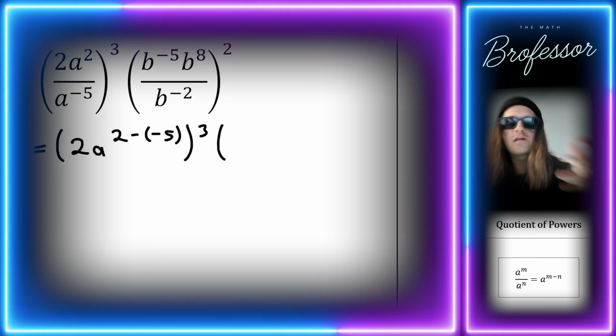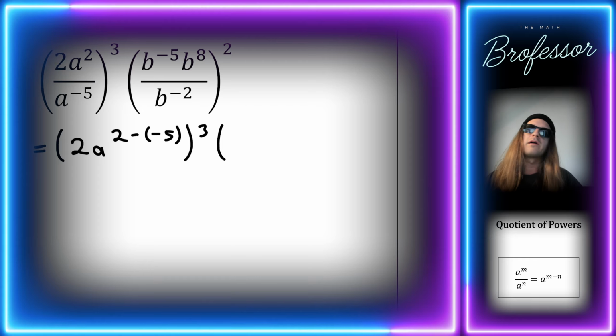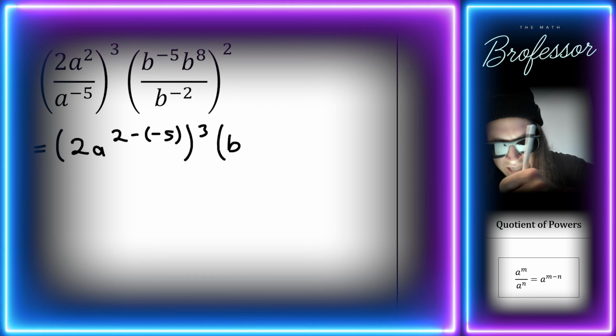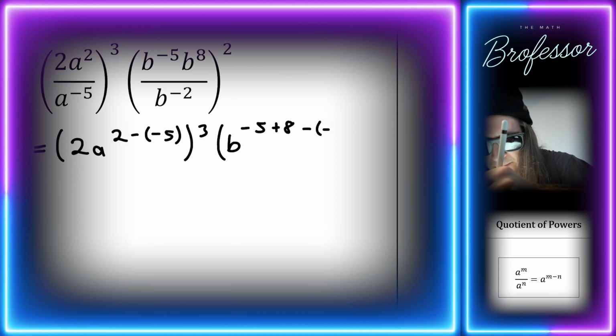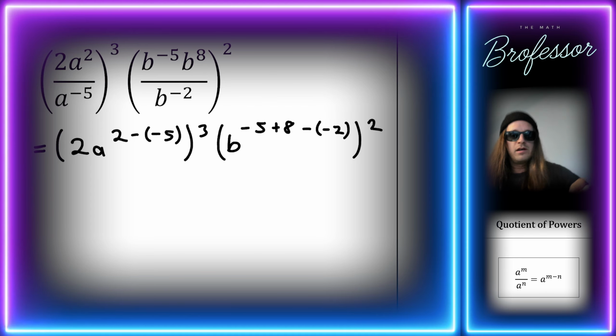As far as the b's go, right here I'm going to combine product and quotient of powers. So I need to add the -5 and the 8 because those are being multiplied. But then you have the b to the -2 on the bottom. That's going to be a minus -2, and then all of this is squared. And this is all fitting on the screen. Good.